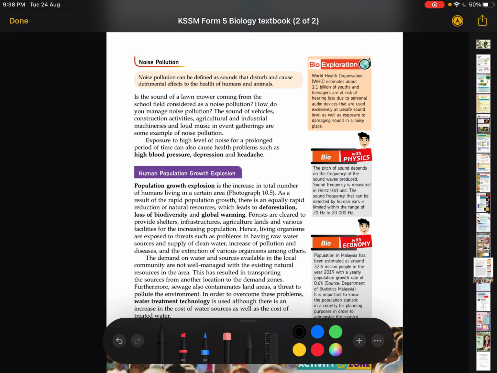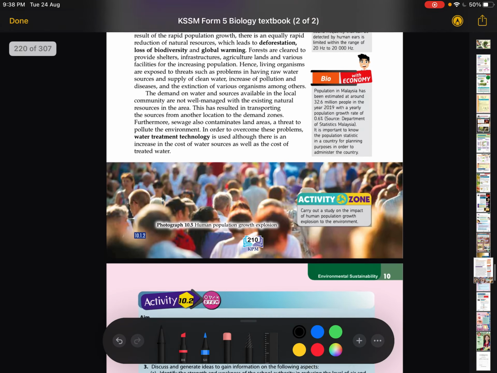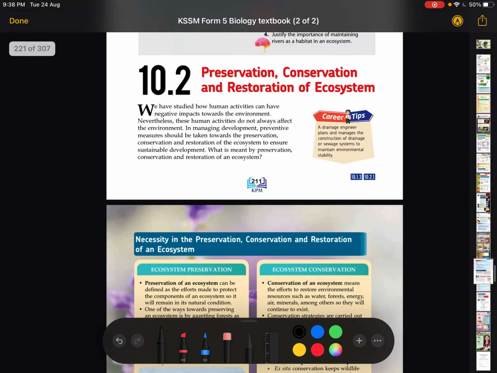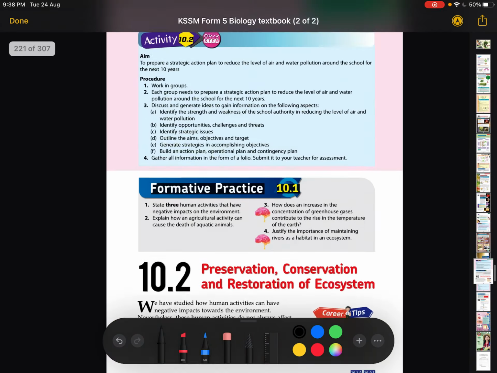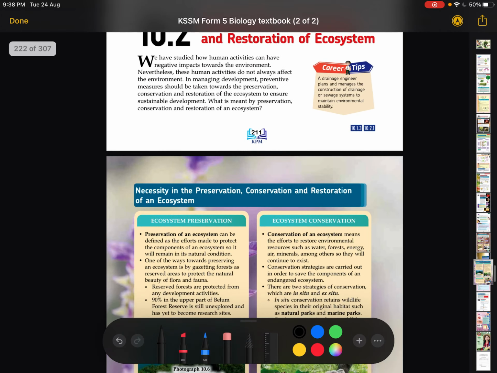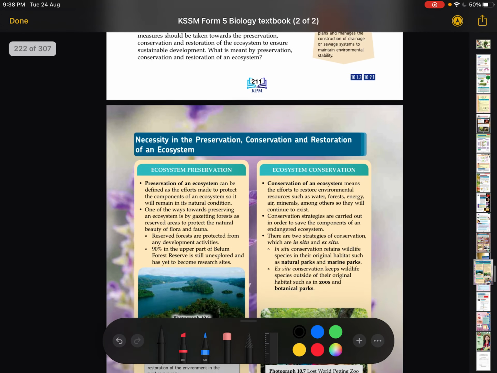And then here it says human population growth explosion. So basically, long story short, when there are so many people in this world, it means there are so many people that do not care about the earth, which means there are so many people causing pollution, which means loss of biodiversity, deforestation, and global warming. So to overcome these problems, they need to do water treatment.